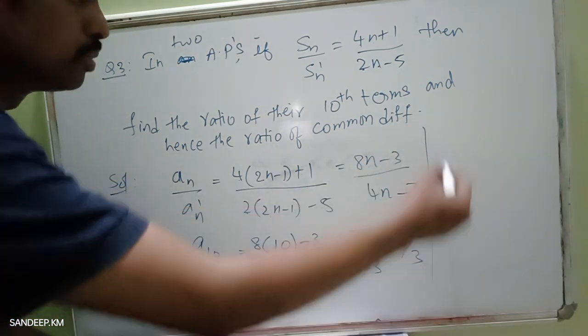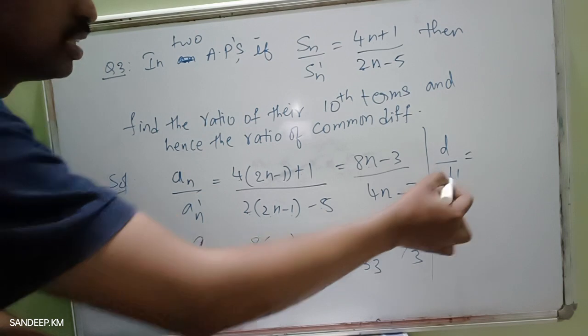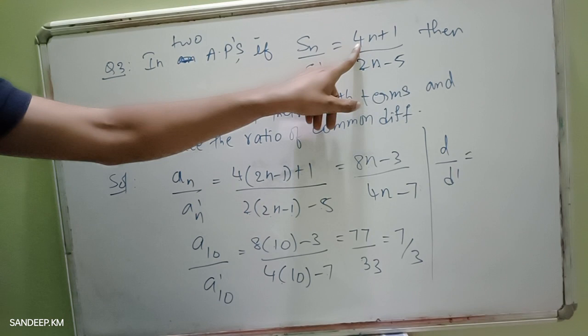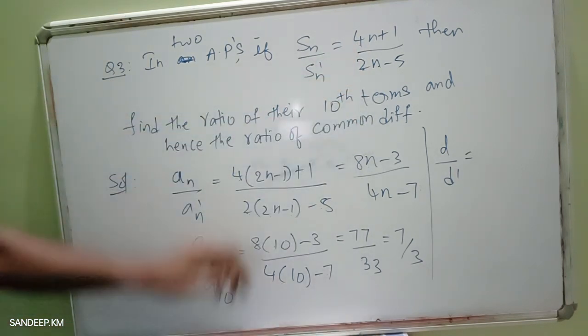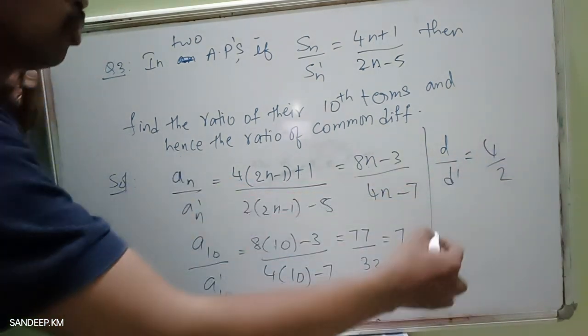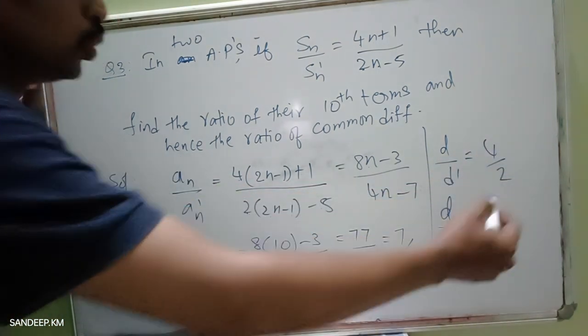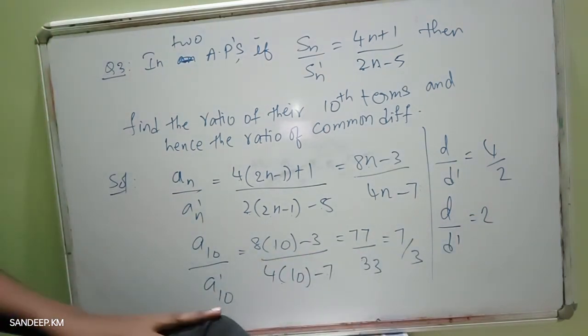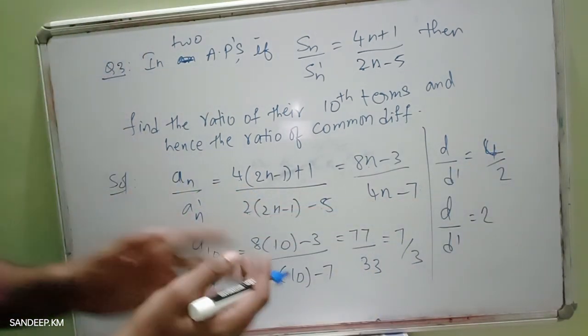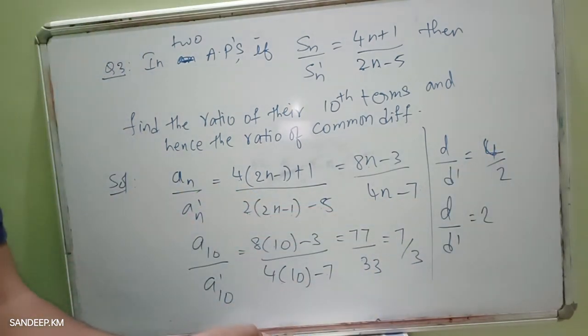And what is d by d dash? D by d dash is nothing but the ratio of the coefficients of n. We have seen that Sn by Sn dash is equal to a divided by c, correct or not? So which means 4 divided by 2. D by d dash is equal to 2. And the ratio of the 10th terms is equal to 7 by 3. So these are the three models that we have covered in today's video, dear students.